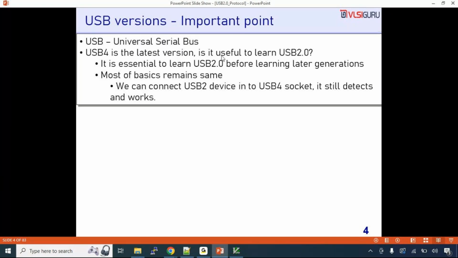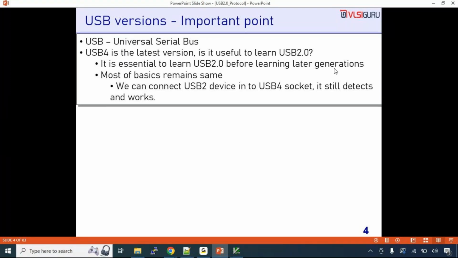Now the question comes to most of you: is it useful to learn USB 2.0? If USB 4 is the current version being used in the industry, you would be working on USB 3 or USB 4 in many of your systems. Let's say you're using a laptop, the port you might be using could be a USB 3 port. Then the question comes, is it useful to learn USB 2.0? The important point is, it is essential to learn USB 2.0 before learning later generations.